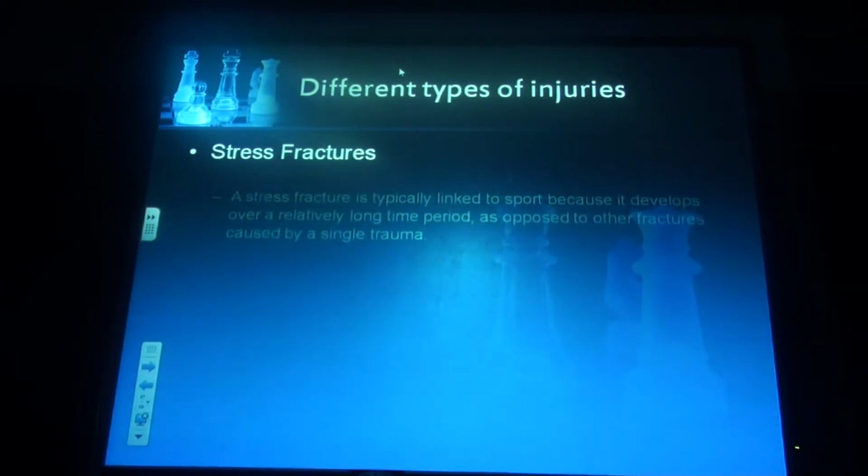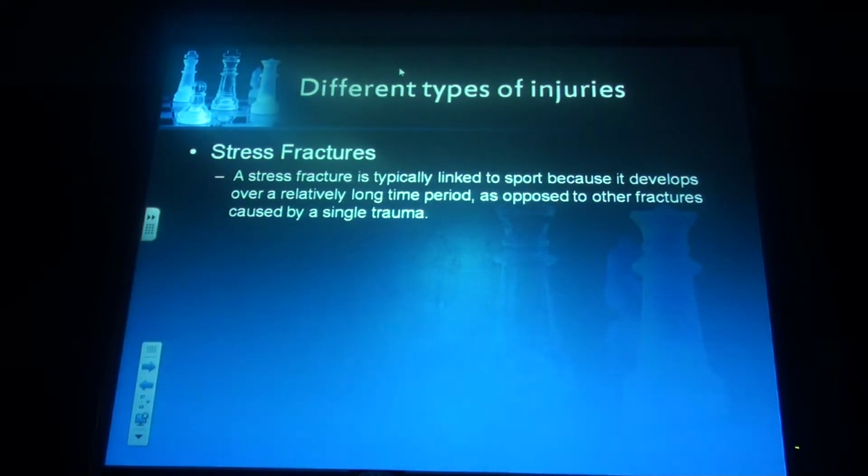Next, we're going to talk about stress fractures. A stress fracture is typically linked to sport because it develops over a relatively long period of time, as opposed to other fractures caused by a single trauma. You can almost classify a stress fracture as a chronic injury, meaning it happens over a long period of time.